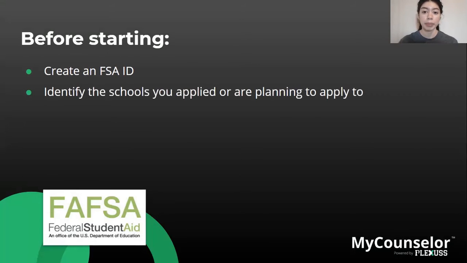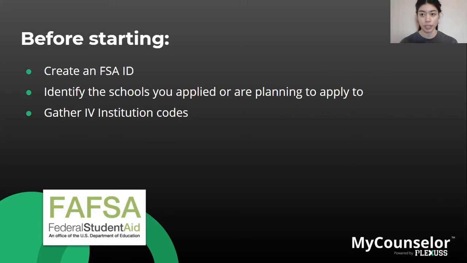Identify the schools you applied or are planning to apply to. The earliest you can start on your FAFSA application is October, and most applications are due maybe by November or January, depending on the type of application you are doing. So identify the schools you want to apply to, because you will need them in order to fill out the FAFSA.